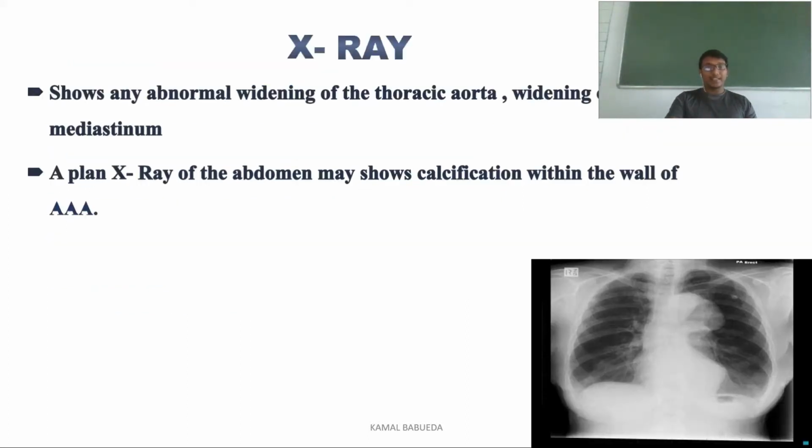Next we will go for the X-ray. In X-ray you can find any abnormal widening of the aorta or widening of the mediastinum. You can see in the picture a plain X-ray of abdomen showing calcification of the wall of the abdominal aorta. You can see the calcification that is present. So this is the X-ray.